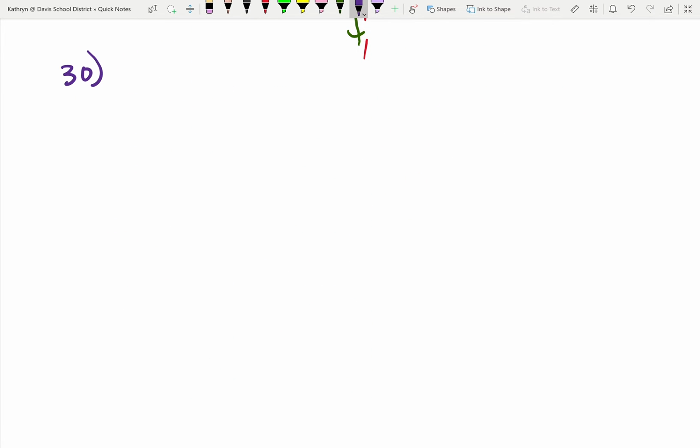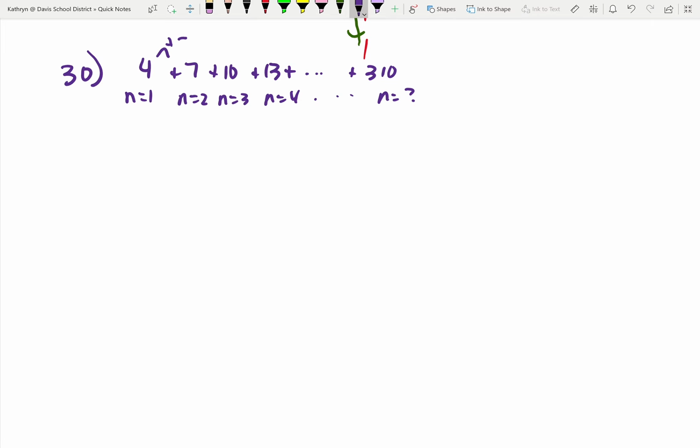Okay, assume the following is arithmetic, okay? Find the sum. So you have 4 plus 7 plus 10 plus 13 plus blah, blah, blah plus 310. Okay, so right here, n is 1, n is 2, n is 3, n is 4. I have no idea what n is. You cannot write those out, get to 310, and count them up. That is not an option, okay? It's arithmetic. My difference is 3. I'm adding 3 every single time.